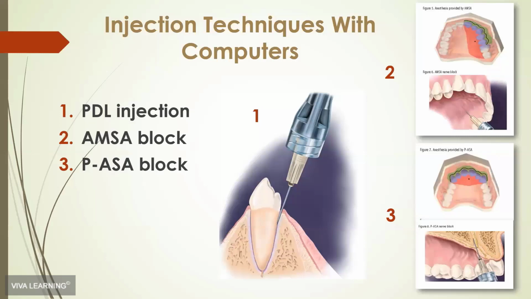Something called a PASA injection, which is number 3 here. We're putting a full cartridge right near the incisive papilla, and you get a block from cuspid to cuspid. Again, no lip anesthesia in this injection, and a nice way to do anterior dentistry in the maxilla.